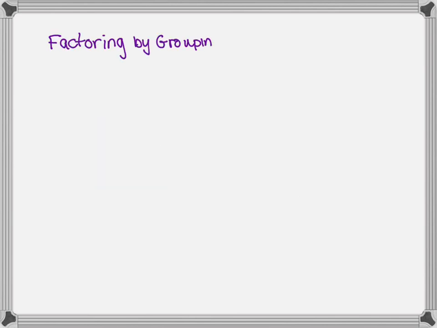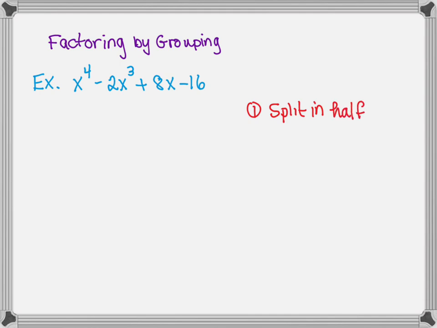Let's look at one final method of factoring. Let's look at factoring by grouping. And we've already looked at this a little bit. So here's an example of factoring by grouping. X to the fourth minus 2x cubed plus 8x minus 16. I will use factoring by grouping when I have 4 terms. So when I have 4 terms, I'm going to split this polynomial in half. So I'm literally just going to put a little squiggle splitting it in half, so I have 2 pairs.